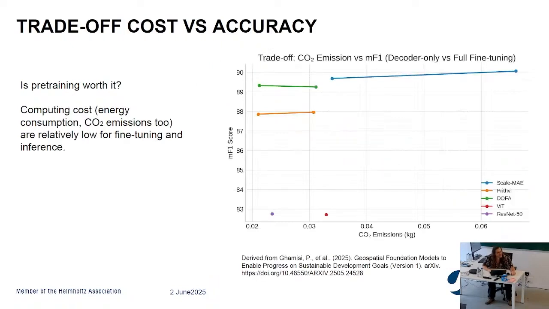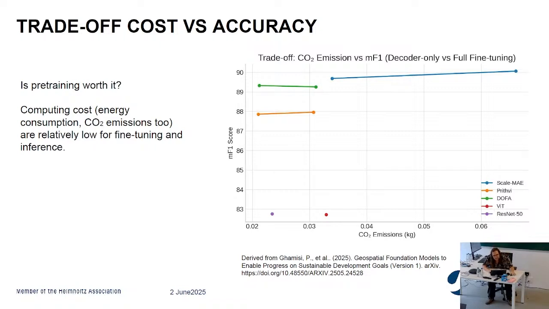I also adapted another plot from a very recent paper by Pedram Ghamisi and others, which is also related to benchmarking in a way. It's the other component. The previous slide was about accuracy, but now the other component is computing cost: how much energy we're using, and what about CO2 emissions. This is also important when deploying.